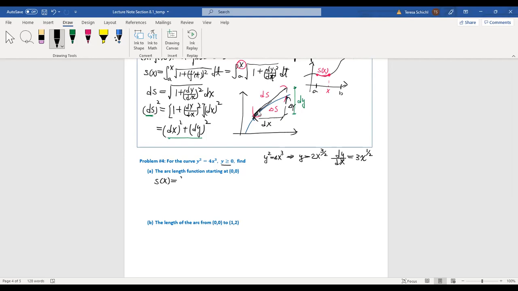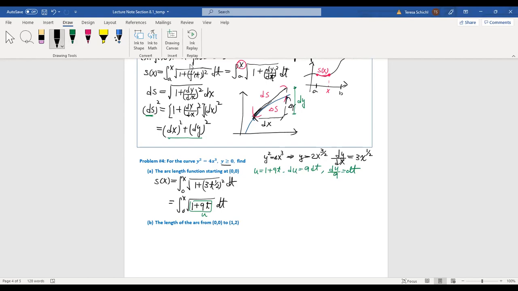So my arc length function is the integral from 0 to x of the square root of 1 plus (dy/dx) squared, right? So this is 3t to the 1/2, squared, and dt. Okay, so now I will have the integral from 0 to x of the square root of 1 plus 9t dt. So for this one, I can do a simple u-substitution, right? So I can say this here is u. So u is equal to 1 plus 9t, and du is equal to 9 dt. So that's why du over 9 is equal to dt, right?